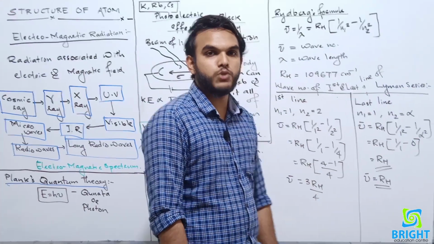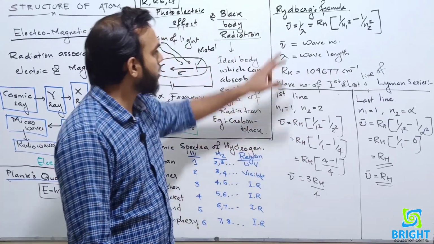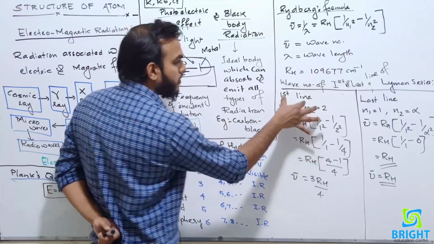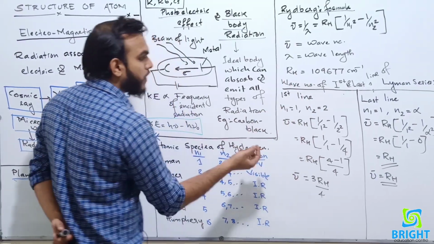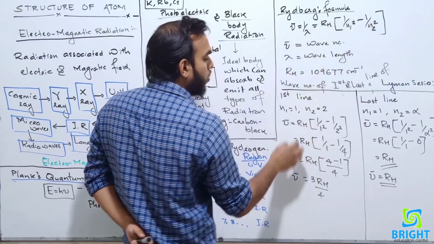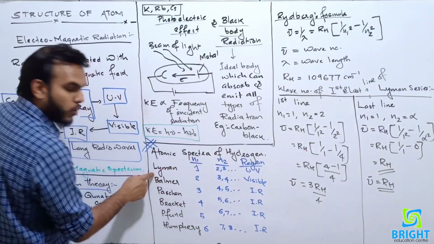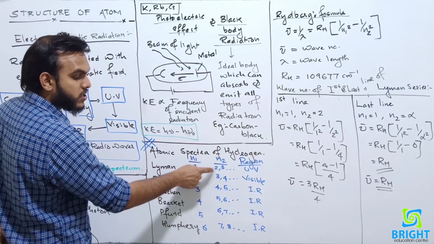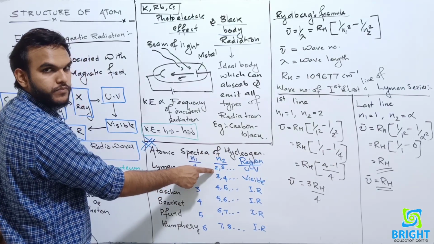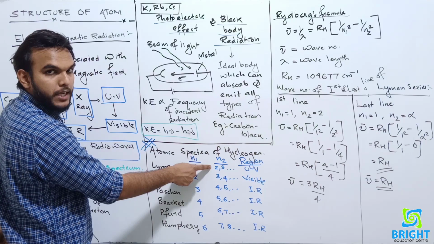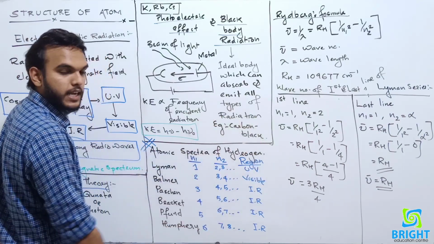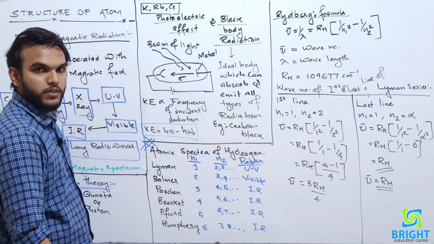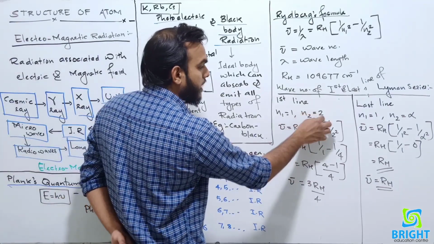So I'm giving you a question: find the wave number of the first and the last line of the Lyman series. We have to find the wave number, nu bar, of the first line and the last line. For the first line, what will be the n1 value? You have to find n1 and n2. For the Lyman series, n1 is equal to 1. n2 for the first line is equal to 2. What about the second line? Second line, it will be equal to 3. Third line, it will be equal to 4.